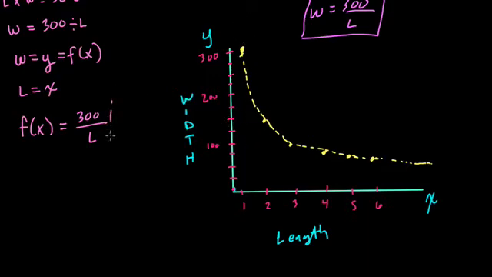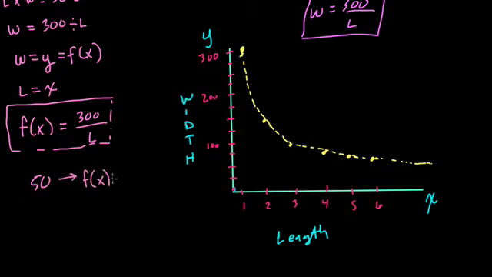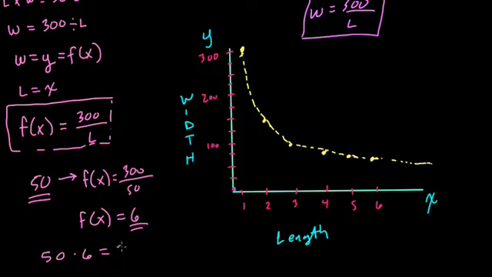So here's our function to predict any given value. If you want to know what the width is for any length, you plug it in, and we could try for a couple. Let's say the length is equal to 50. Well, if that's the case, then what? Well, f of x is going to equal 300 divided by 50, and that equals 6. And that makes sense, right? If the 50 is the value of x, that's your length, then 6 should be the value of the width, because 50 times 6 is your area, right? 50 times 6 is 300. So you can keep testing this out, but I'll leave that to you.